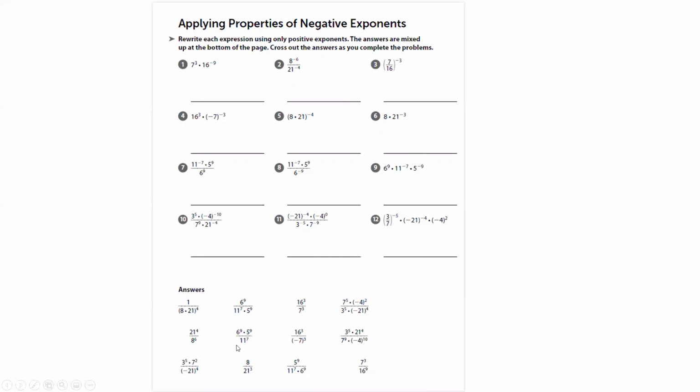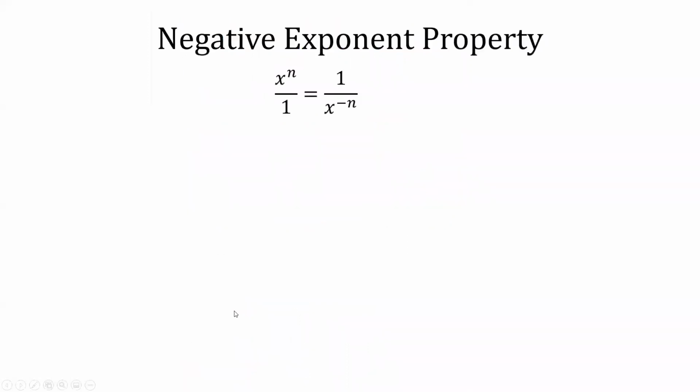In order to do this correctly, you need to remember the negative exponent rule. So I thought I'd go ahead and review that rule and go over a few examples. The negative exponent property says x to the n power over 1 is the same thing as 1 over x to the negative n power.